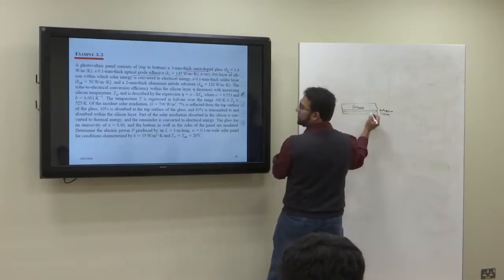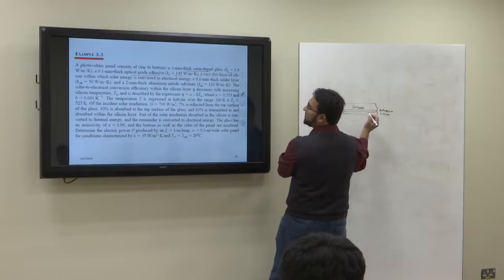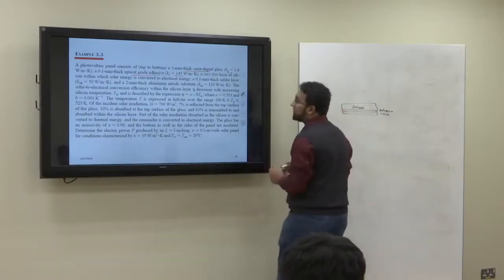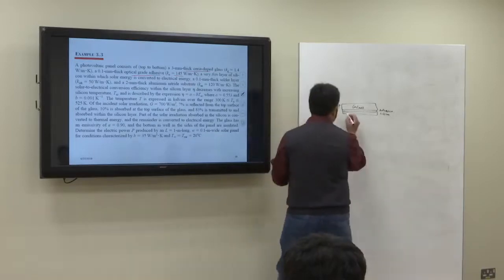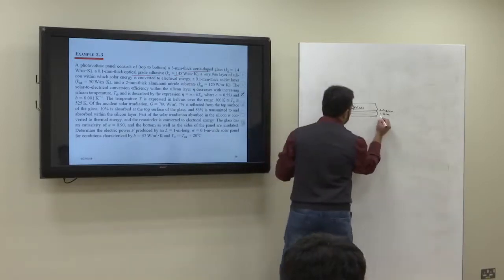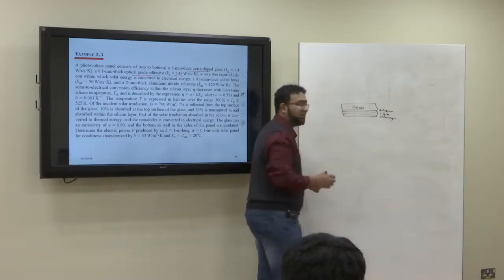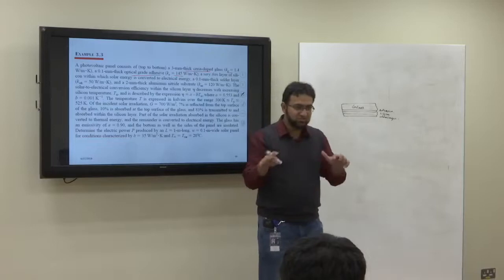Silicon, what do they call it? Chip or what? Silicon. Then the silicon. After silicon, they have solder. Yes, you have the solder layer. The solder layer is the layer through which the electrical circuit is made.